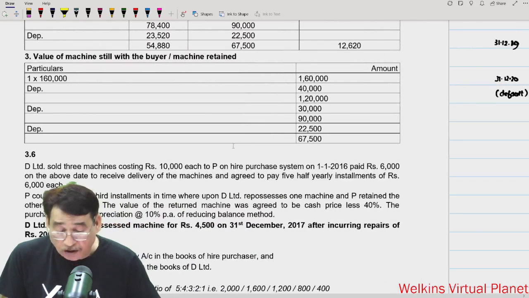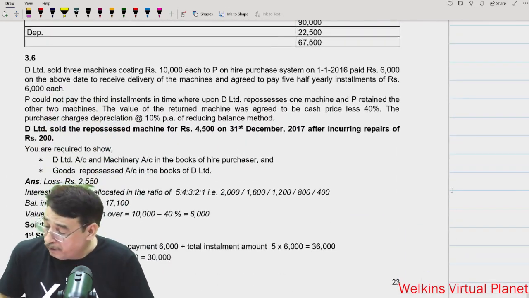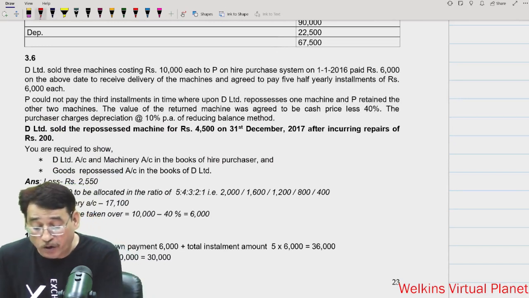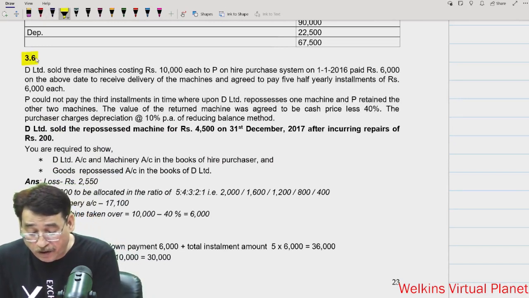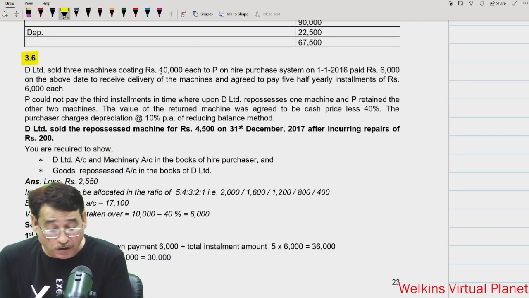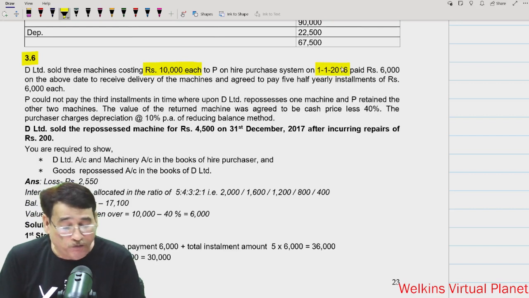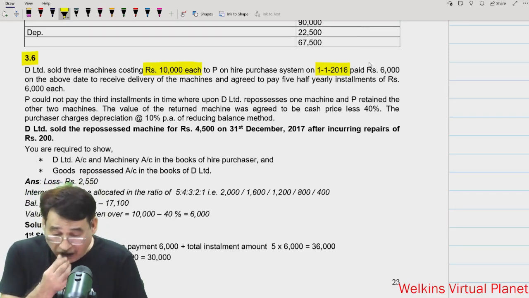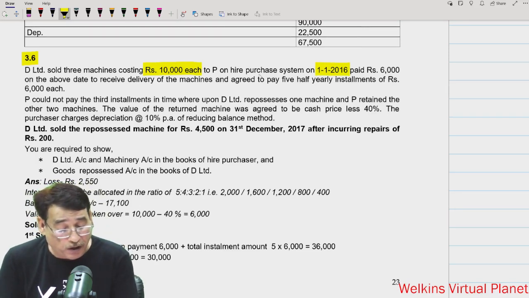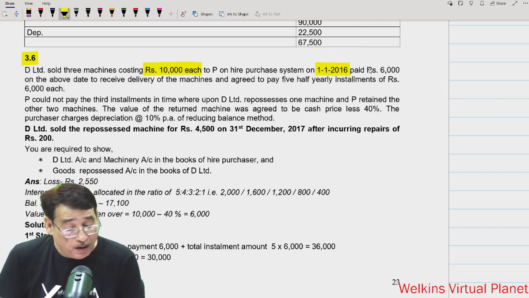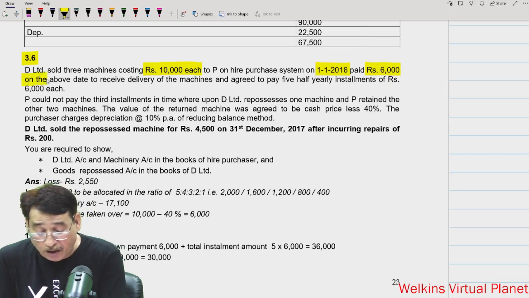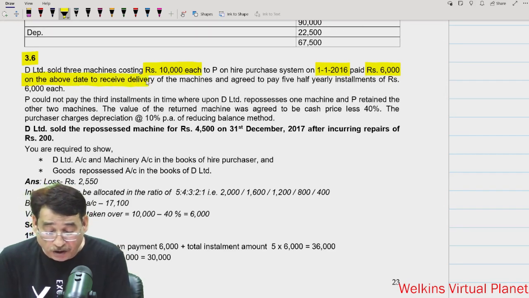3.6, let us see what is given in 3.6. In this question, it is given that D sold three machines costing rupees 10,000 each to P on hire purchase system on 1/1/2016. So D is the seller and he has sold three machines of 10,000 each to P on hire purchase system. P paid rupees 6,000 on the above date to receive delivery of the machine.